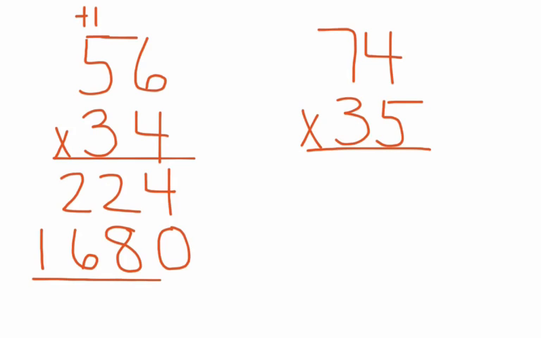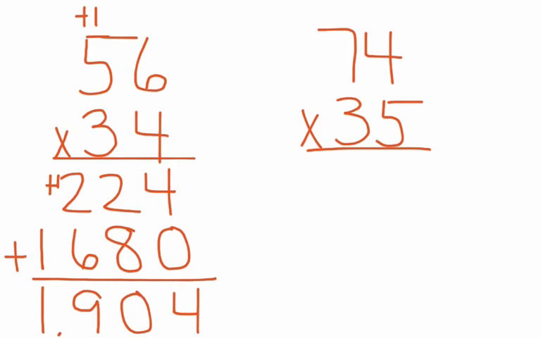Now we're going to add our partial products together to get our final answer. 4 plus 0 is 4. 2 plus 8 is 10. Carry the 1. 2 plus 1 is 3. Plus 6 is what? 9. And then we bring down our 1. So our answer is 1,904. That's supposed to be a comma right there, not a period.